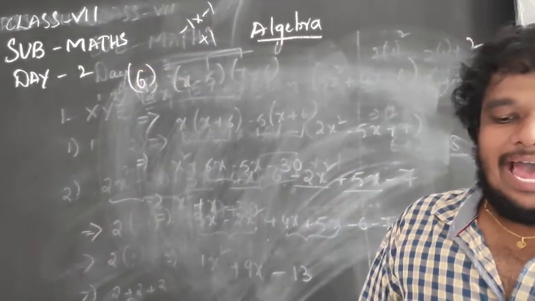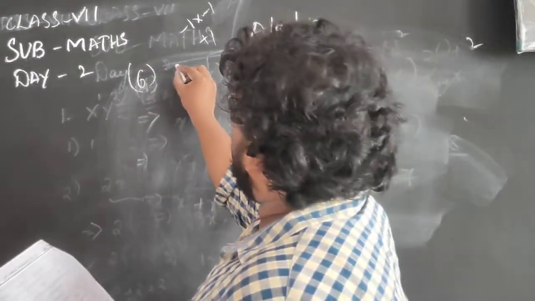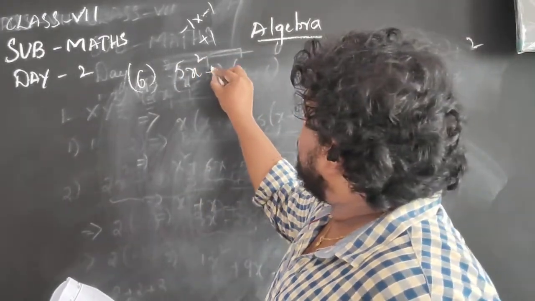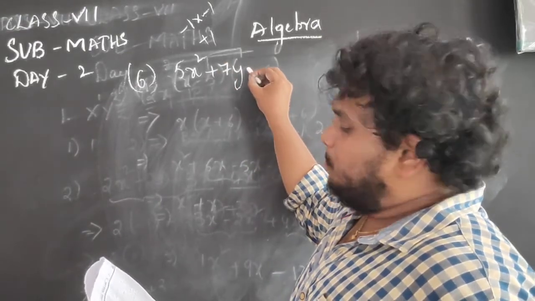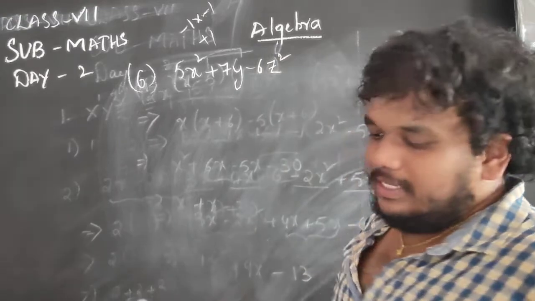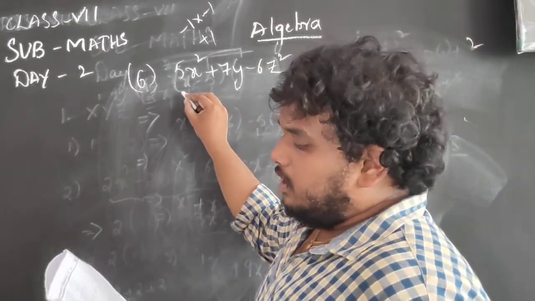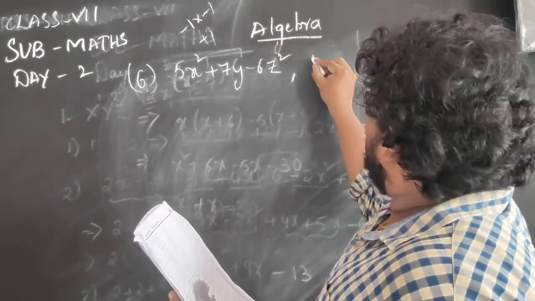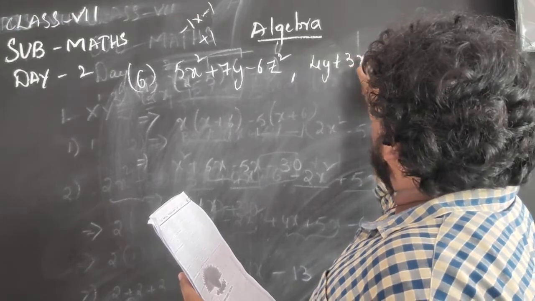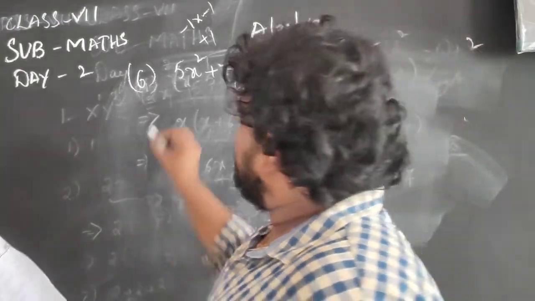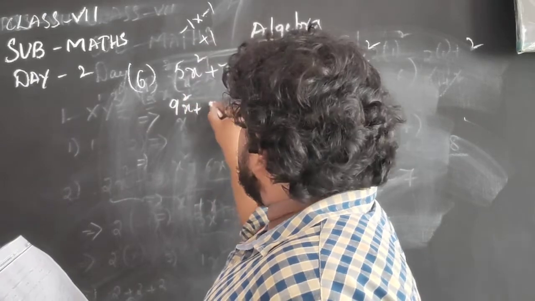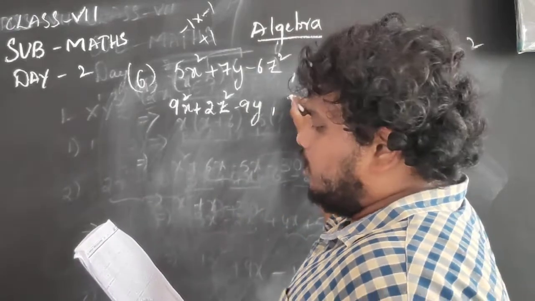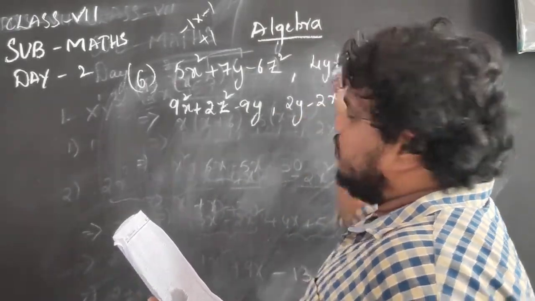Sixth equation. Add the following expressions. What are the expressions? We'll see now. 5x square plus 7y minus 6z square, this is one expression. The next expression is 4y plus 3x square, the second expression. Next, 9x square plus 2z square minus 9y is the third expression, and also 2y minus 2x square is the fourth expression.